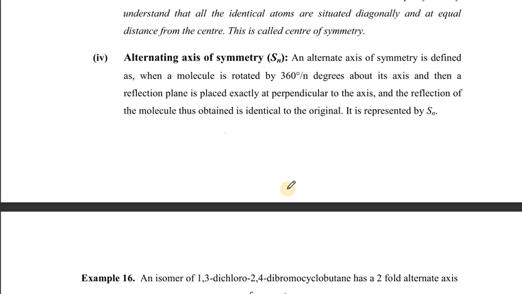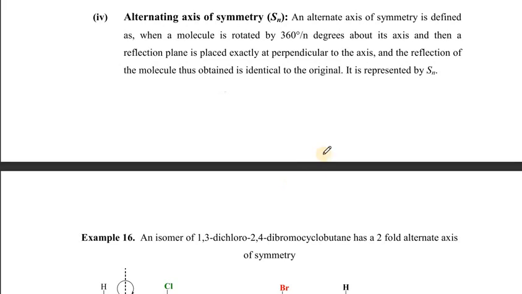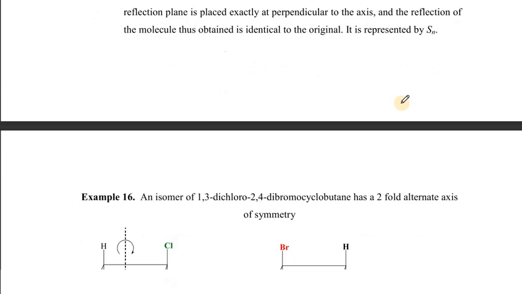So next is the alternating axis of symmetry. An alternating axis of symmetry is when a molecule is rotated by 360 degrees about its axis and then a reflection plane is placed exactly perpendicular to the axis, and the reflection of the molecule thus obtained is identical to the original. It is represented by Sn. We can see this in an example.